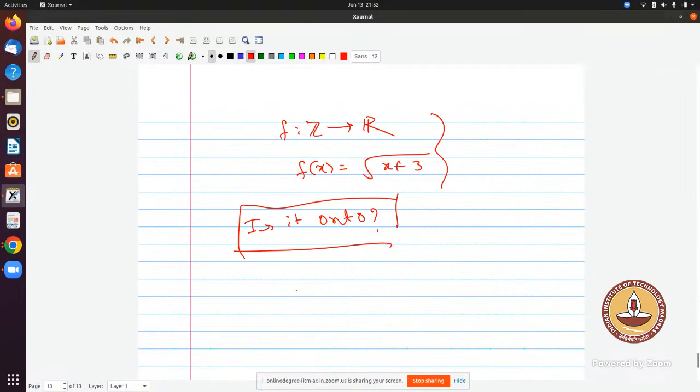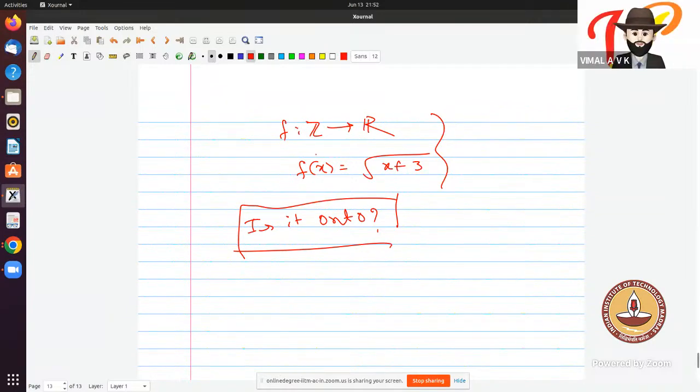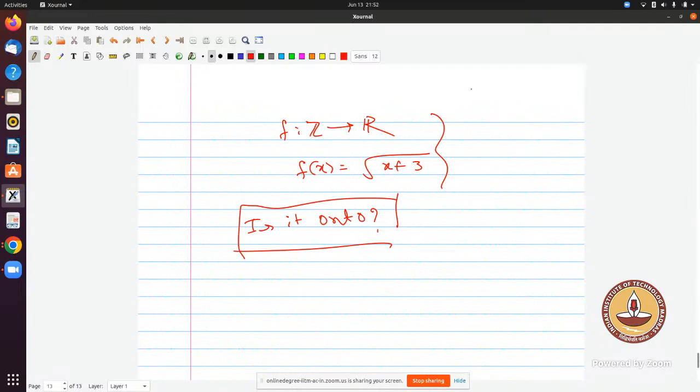So first of all, can you tell me what is the range of this function? There are two things: the range or the domain. Numbers greater than 0. It will not come. So there are two things. 0 to infinity. Sir. Okay. Now let me tell you.